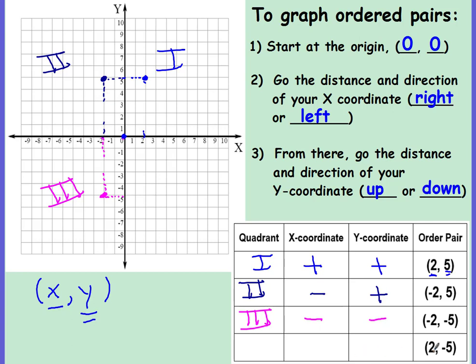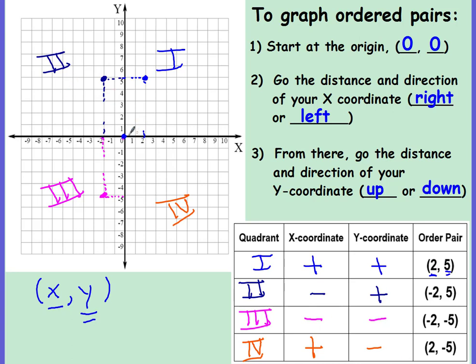And then our last ordered pair is 2, negative 5. The x-coordinate is positive and the y-coordinate is negative. So our x's that are positive are to the right of 0 and our negative y's are below 0. So it's going to fall in this quadrant right here, which is quadrant 4.